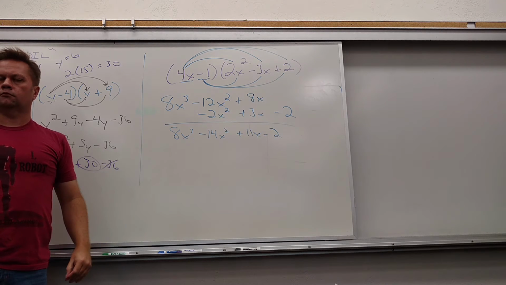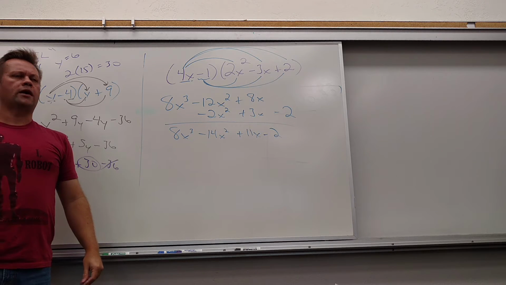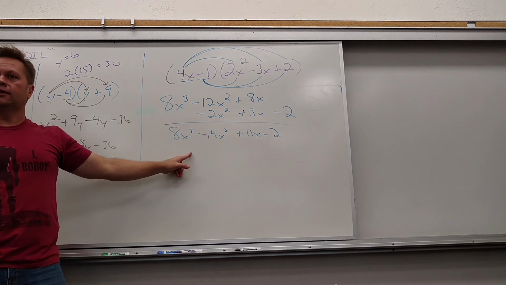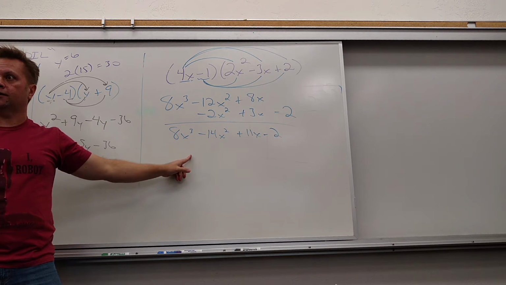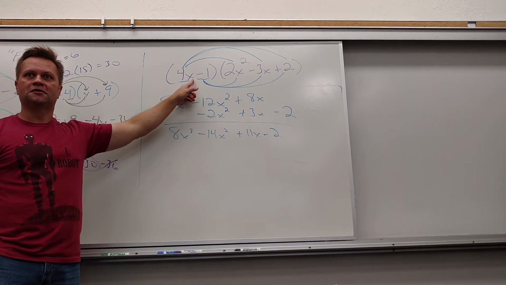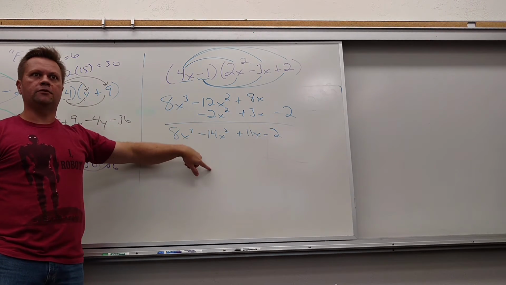So why is algebra difficult? Because we just multiplied an infinite number of numbers together. I don't know if you guys realize that's what we just did. Because what could x be? An infinite number of things. So we just multiplied an infinite number of numbers together.